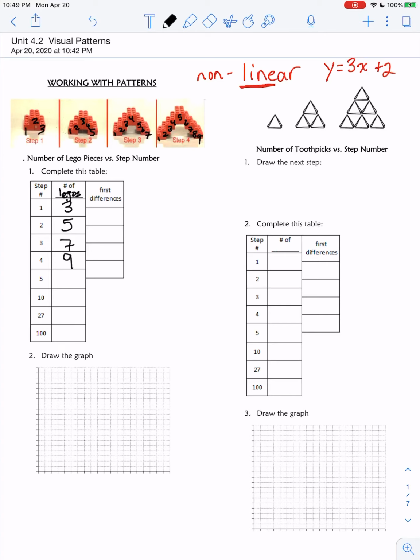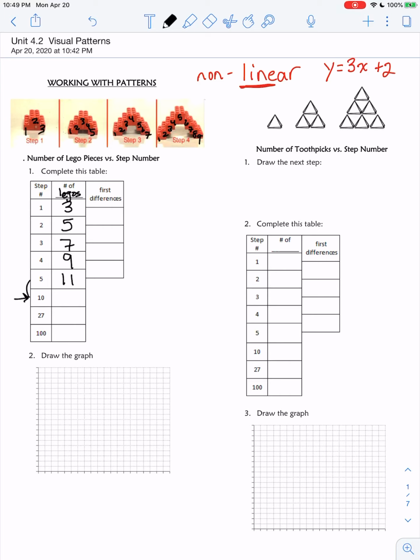And if I follow the same pattern, 3, 5, 7, 9, I'm thinking that the next one's going to be 11. Now I'm not going to do the next one because there's a big jump from 5 to 10, so the pattern's going to be a little bit different. But we should be able to figure out what that number is.